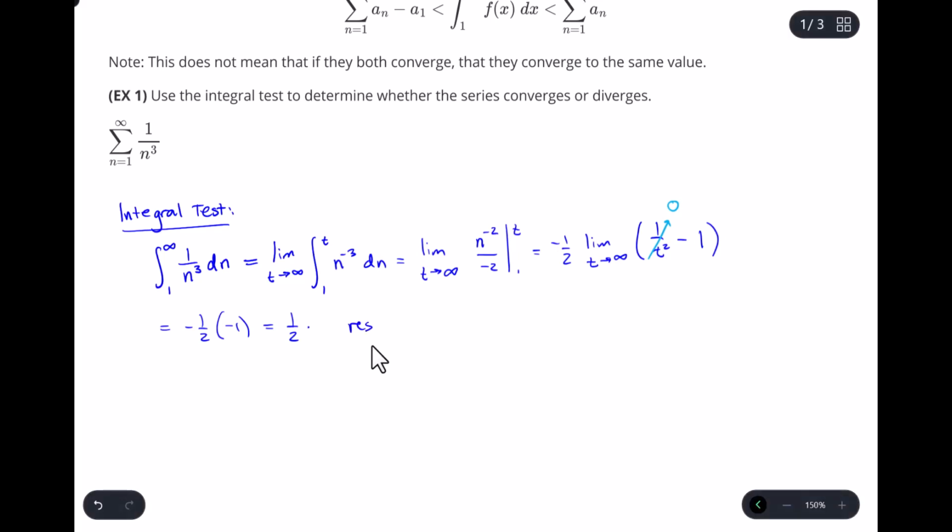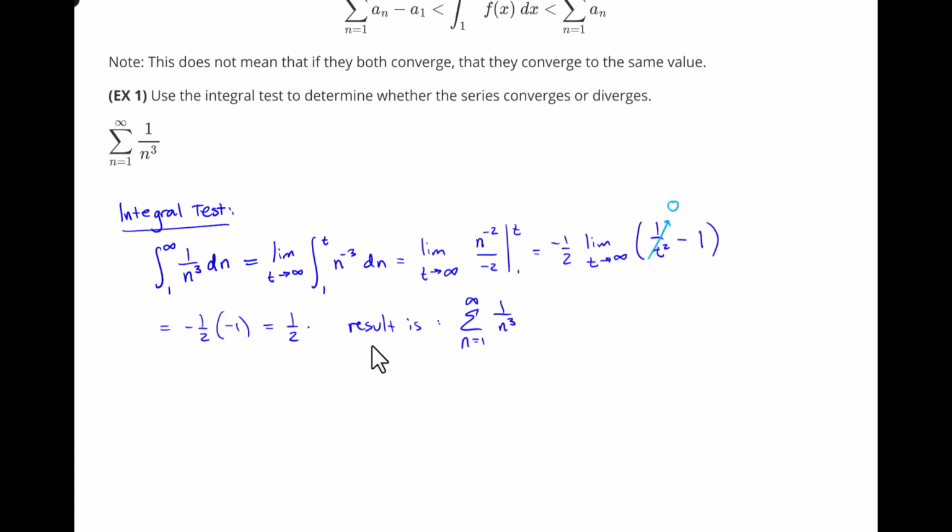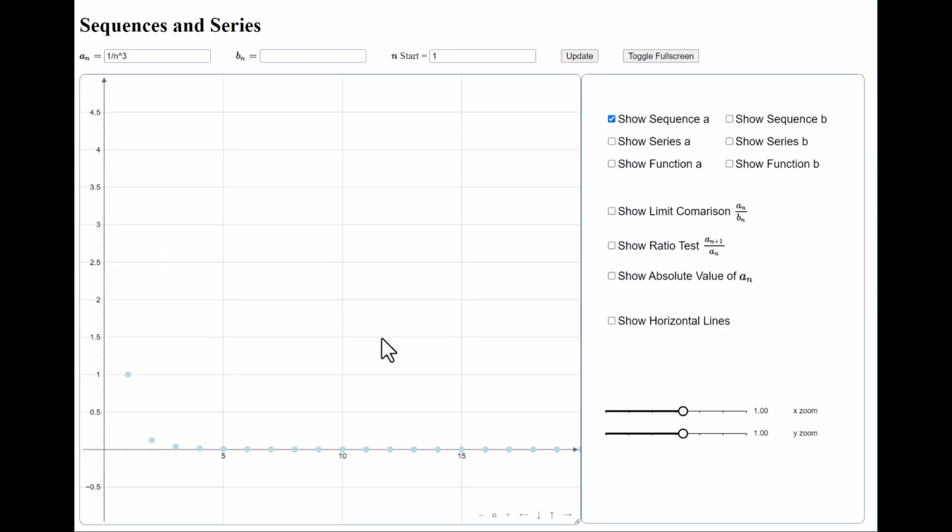So the result is that this original series converges. Now, it doesn't tell me what that converges to. And let me show you exactly why that is.